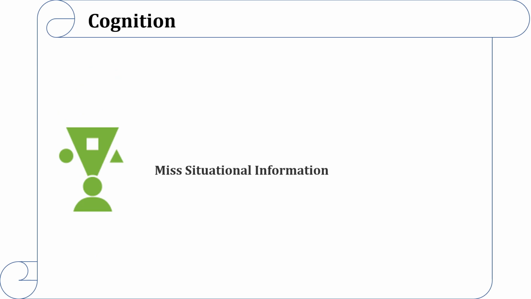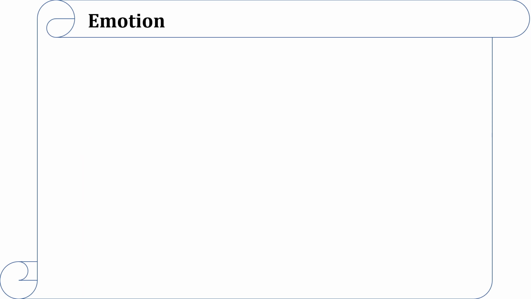Missing situational information. If operation takes place over a large area, users can easily miss important situational information. Therefore, products must be designed with various notification means such as sound and light.